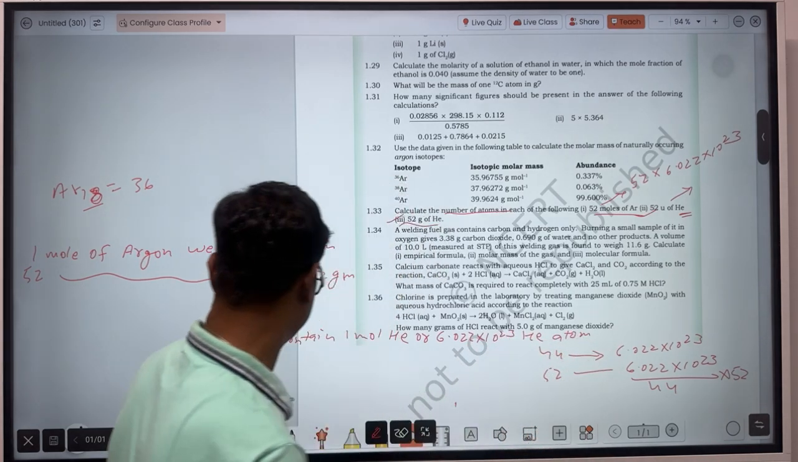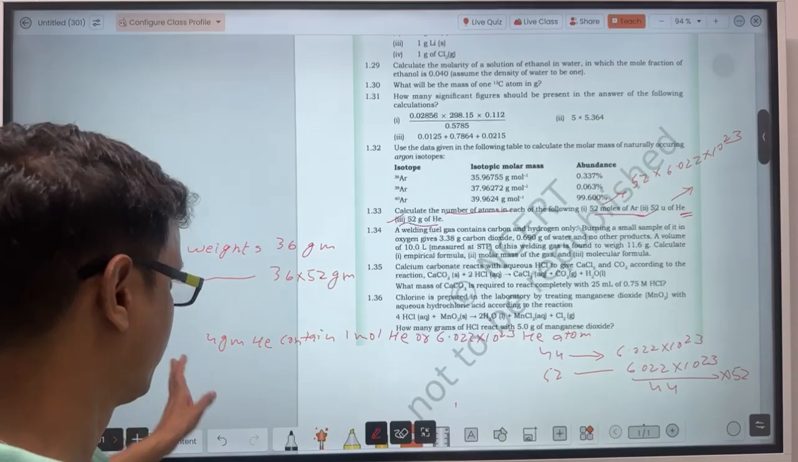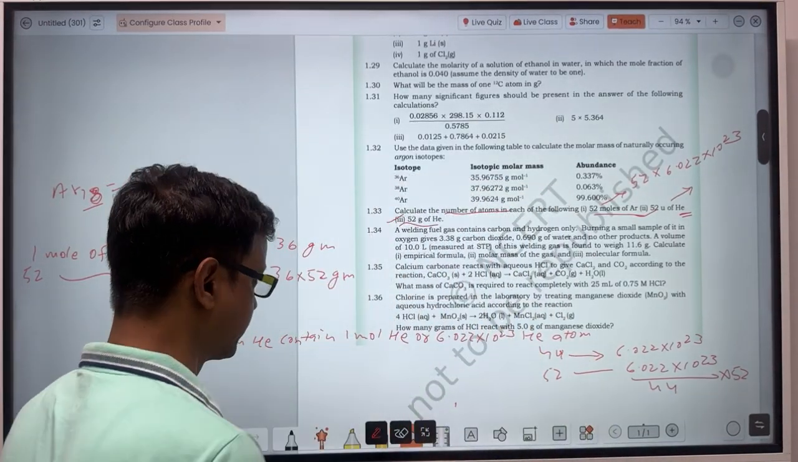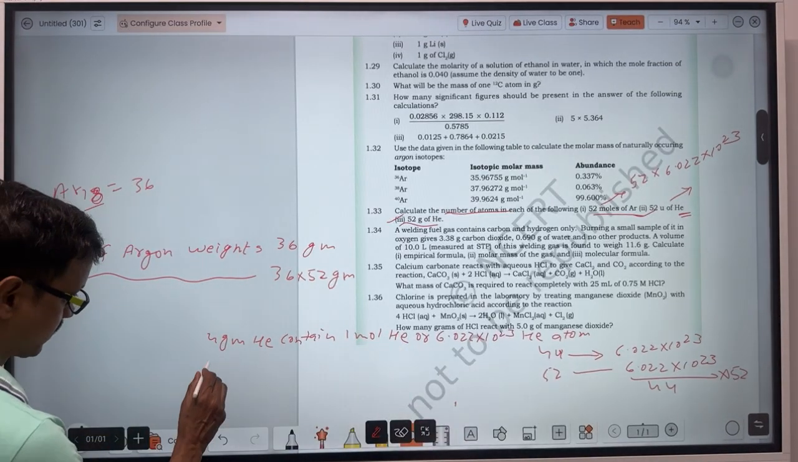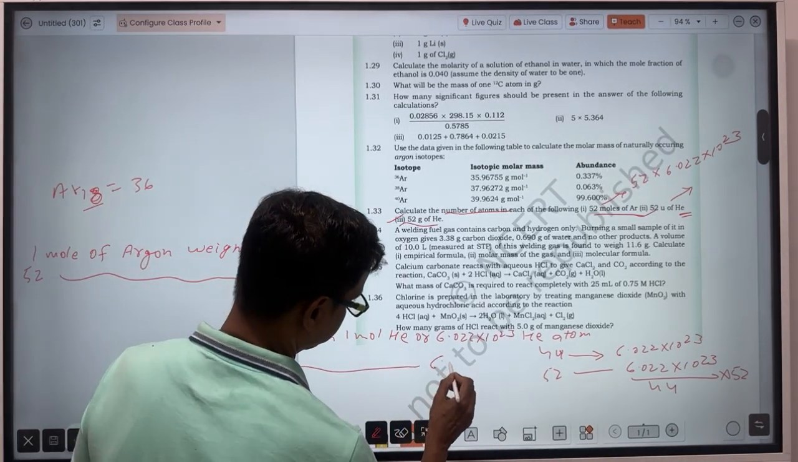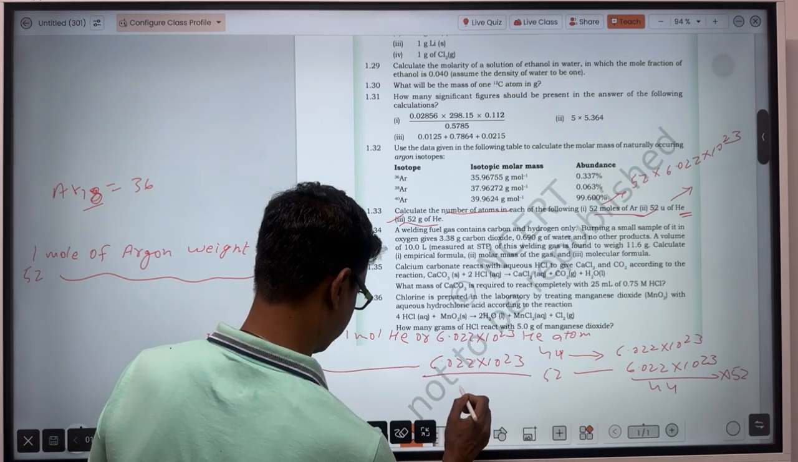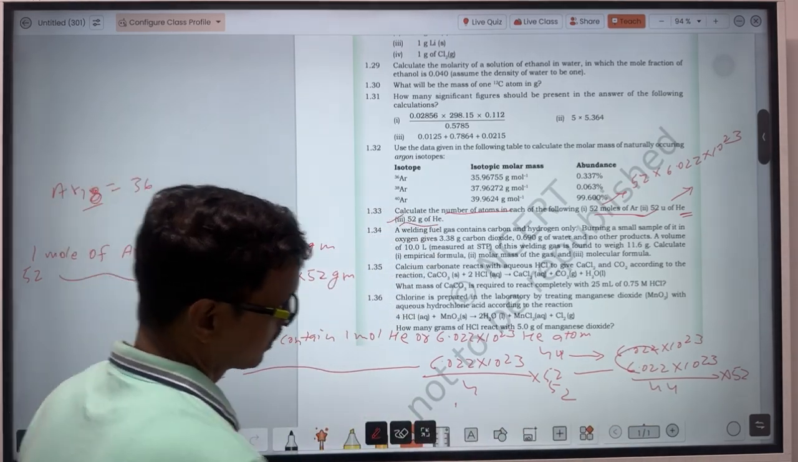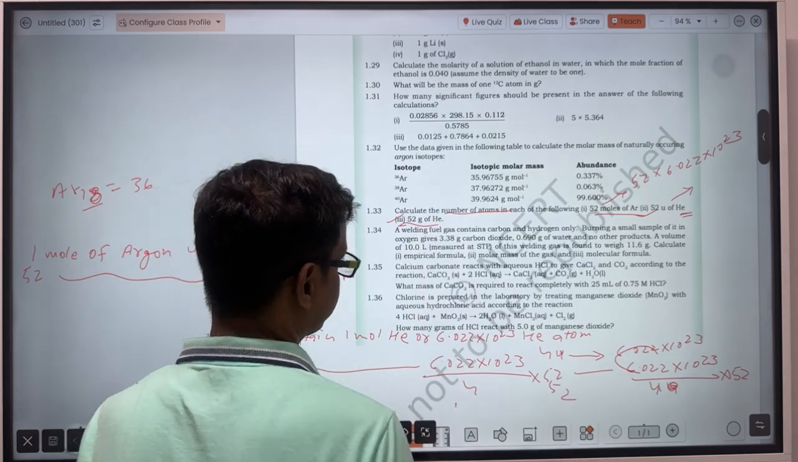Atomic weight of helium is 4. So 4 gram of helium contains one mole, or that much atoms. So how much for 52 gram? 52 gram will contain how much? See, like this. Not 44 here, it is u. Okay.